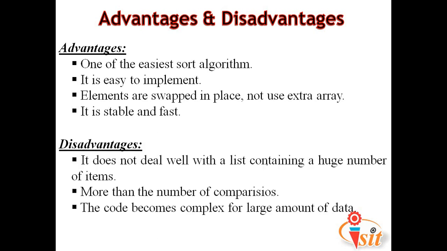With the advantages, there are also some disadvantages of the bubble sort algorithm. If you have a huge number of items, instead of using bubble sort we use different sorting techniques. Also, bubble sort uses a larger number of comparisons, and the code becomes complex for a large amount of data. These are some advantages as well as disadvantages of the bubble sort algorithm.